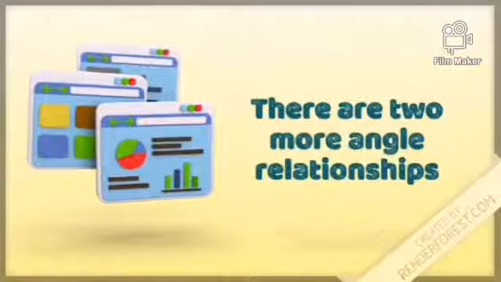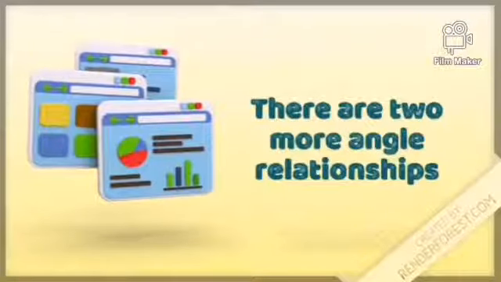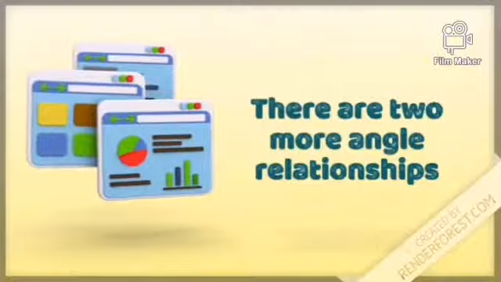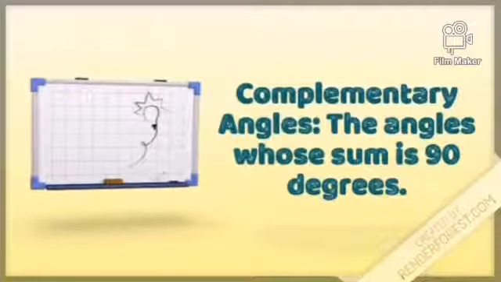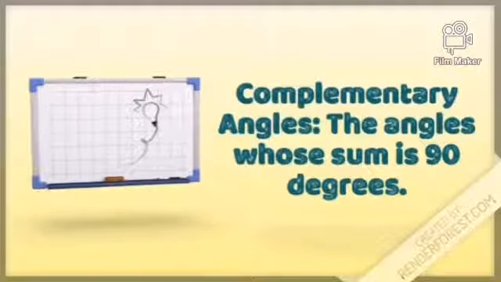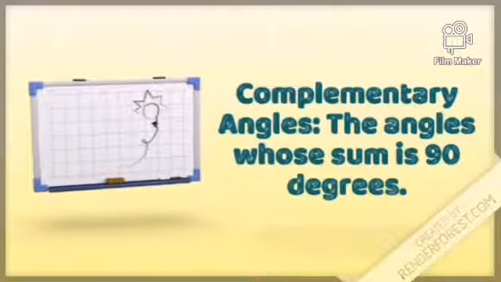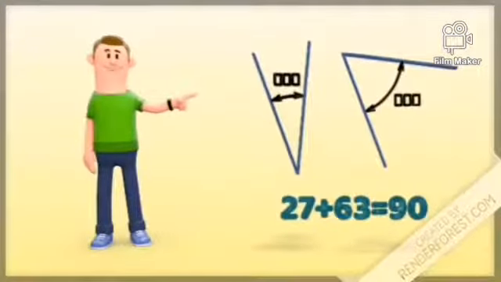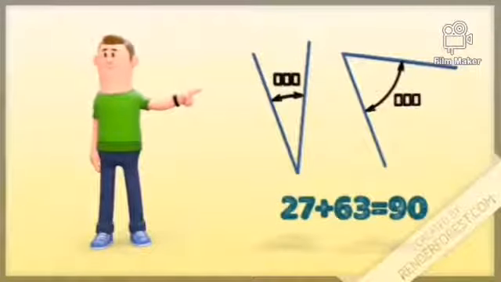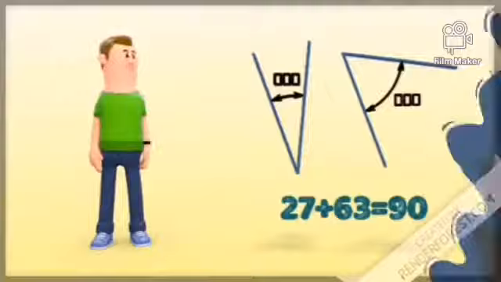The first one is the complementary angles. The complementary angles are the angles that when I add them, I find that their sum is exactly 90 degrees. Like in this example, I have two angles. One of them is 27 and the other is 63. If I add them, I get 90. So these two angles are complementary angles.